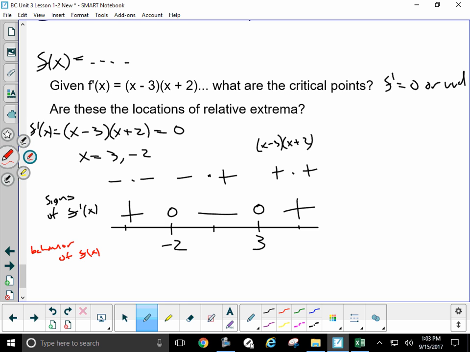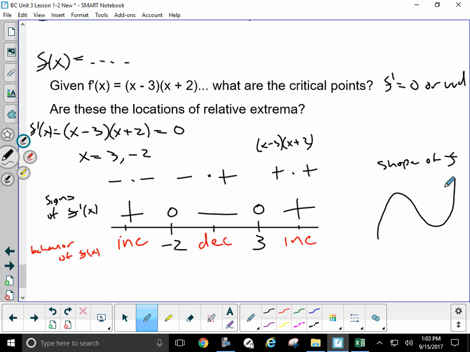Because I've analyzed the signs, I know the behavior of f. Since f prime is positive, f is increasing. Since f prime is negative, f is decreasing. Since f prime is positive, f is increasing. Now, without even knowing what the equation for f is, I know what the shape of f looks like. I know it's going to be increasing to decreasing to increasing.